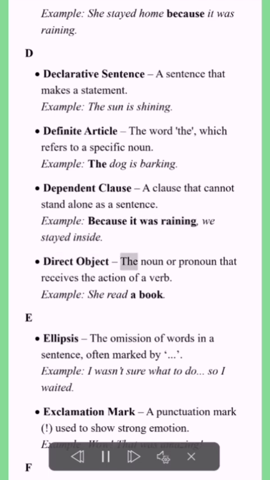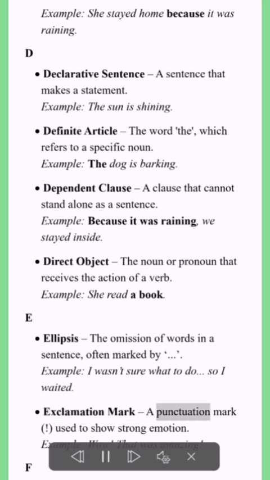Direct object, the noun or pronoun that receives the action of a verb. Example: she read a book. E. Ellipsis, the omission of words in a sentence, often marked by dots. Example: I wasn't sure what to do, so I waited.